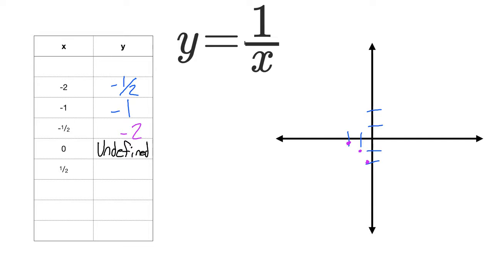Okay, then I'm going to just do my positive ones. 1 half would be 2. 1 would be 1. And 2 would be 1 half. I'll plug in those values as well.